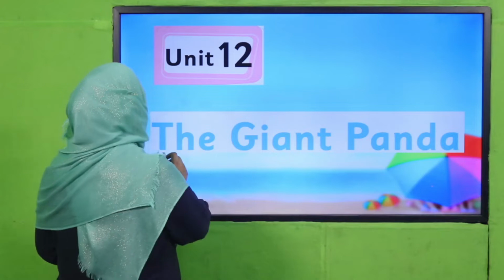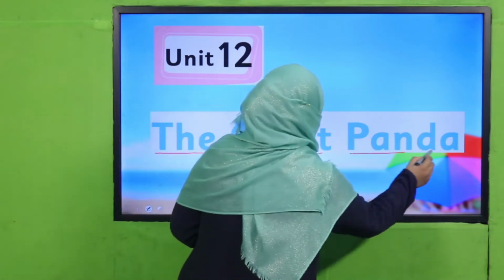We are learning unit 12. Its title is The Giant Panda.